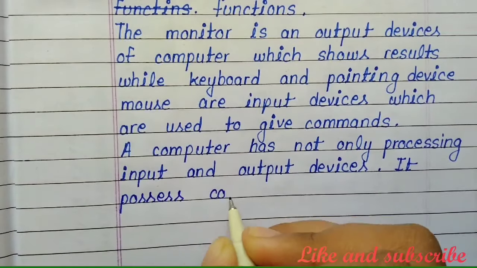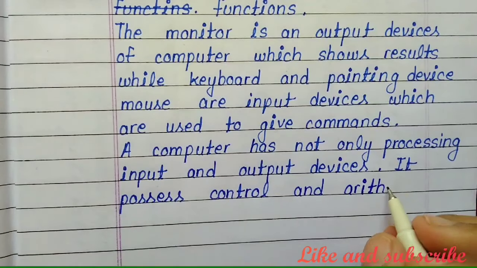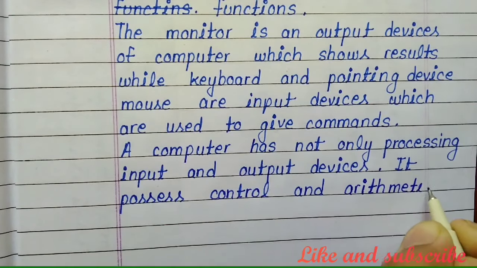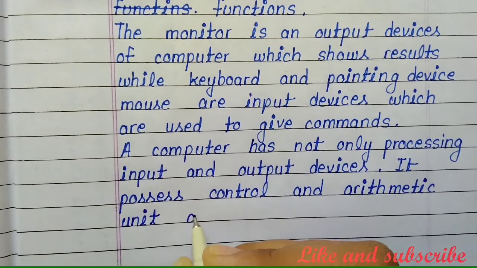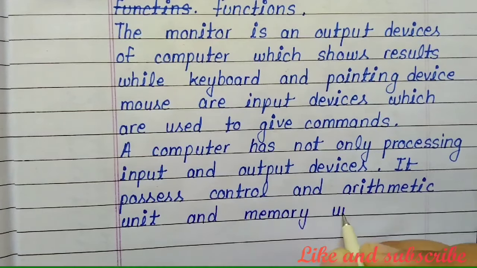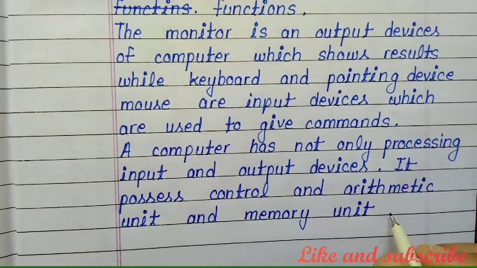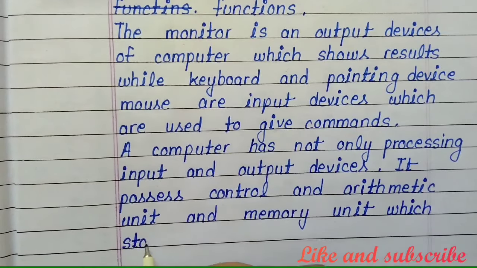The monitor is an output device of computer which shows results, while keyboard and pointing device mouse are input devices which are used to give commands. A computer has not only processing, input and output devices, it possesses control and arithmetic unit and memory unit which stores data.